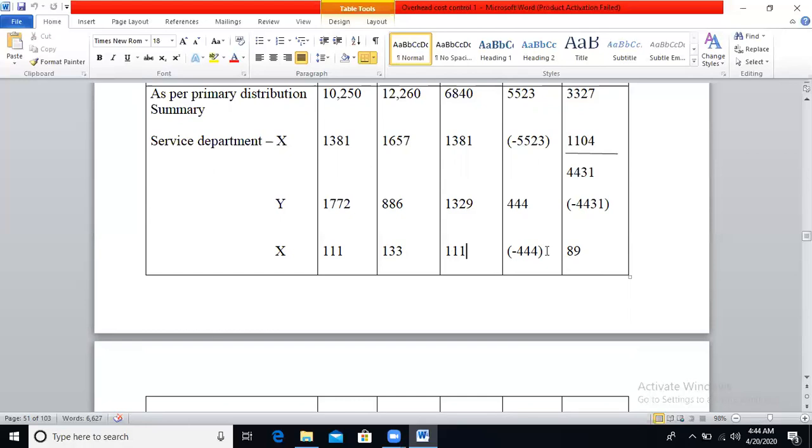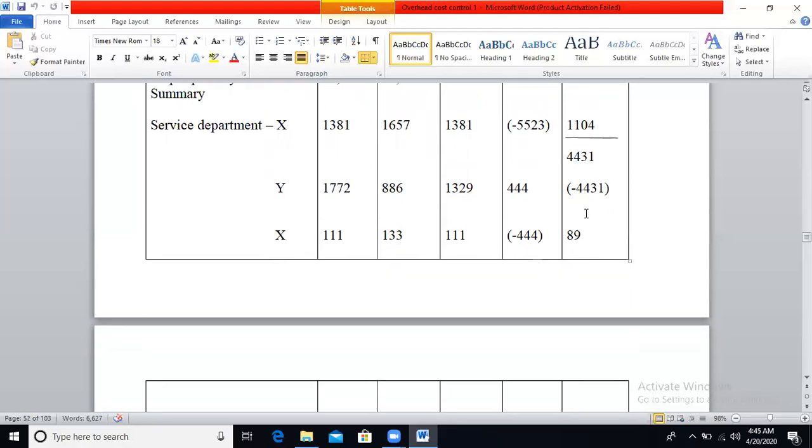For the service department, take the total of these three departments and deduct it from 444. So 111 plus 133 plus 111, you will get 355. If you deduct this from 444, you will get 89. So we got some value under Y. Now the X department gets cancelled.